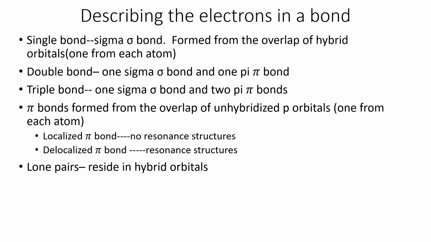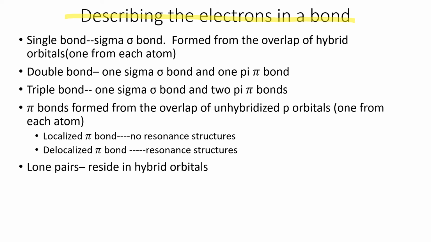Now, what we want to be able to do is look at a molecule and, in as much detail as possible, describe the electrons in that molecule, the electrons in those bonds. Basically, we're trying to tell a complete story of all of the electrons within a molecule. Here's how we do this. These are the guidelines, and then we'll do a couple of examples that show how this works.